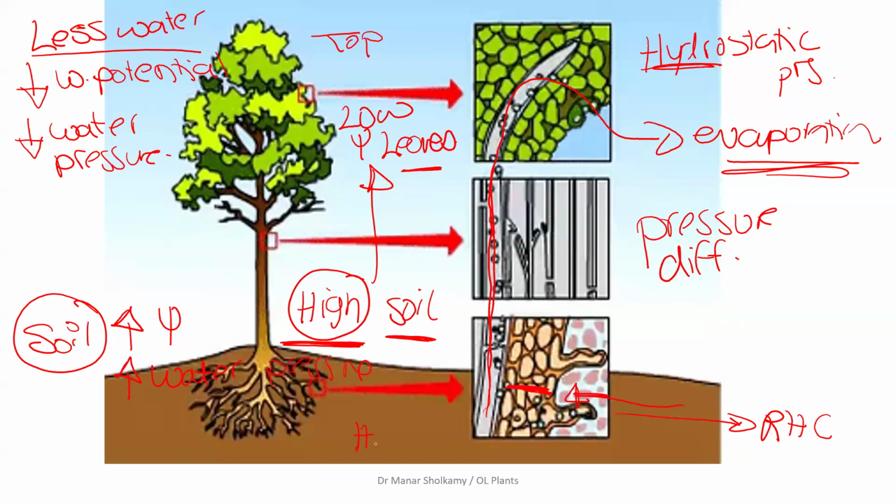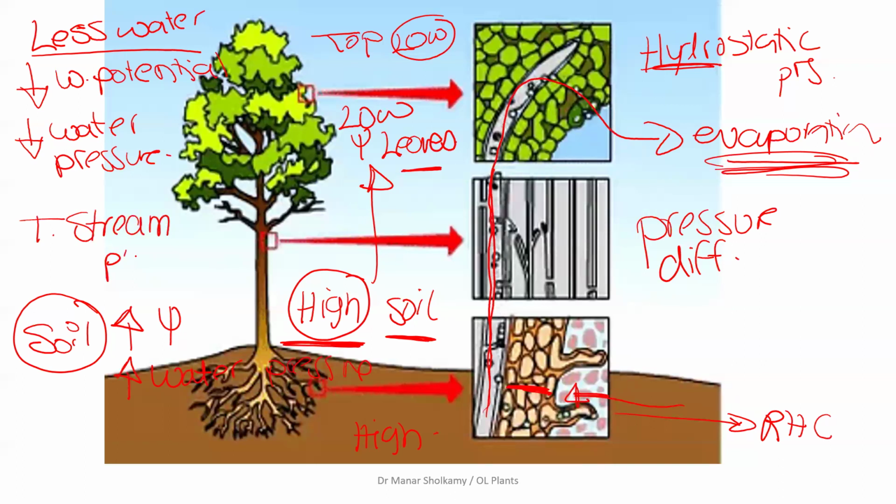I have high water pressure in the soil and low water pressure at the leaves, because at the leaves the water is evaporating. It is being lost. It goes out to the atmosphere. And this change in water pressure will pull the water from the soil to the leaves, creating a transpiration stream or a transpiration pull. Is this clear? Yes or no? Yes. Good.